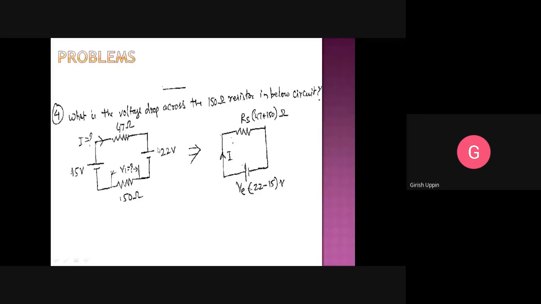Why in that direction? Because this potential is higher, so the current will flow in this direction. So we can represent this complete circuit with an equivalent circuit with the effective resistance 47 plus 150, that is 197 ohm, connected across a voltage source of 22 minus 15, that is 7 volts. I hope everybody understood the analogy. This is a very simple circuit. This is from the question paper. Mostly it is done like this to confuse. If you are clear with your concepts, then you will not get confused.